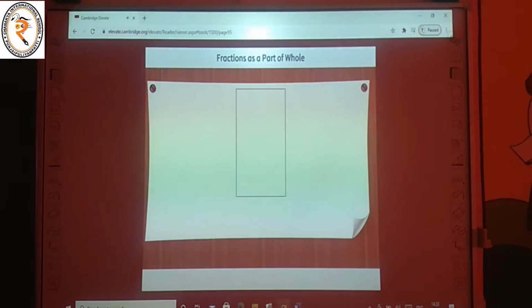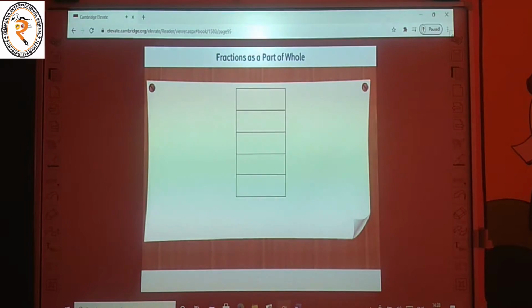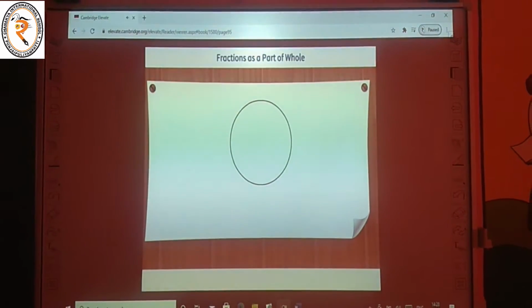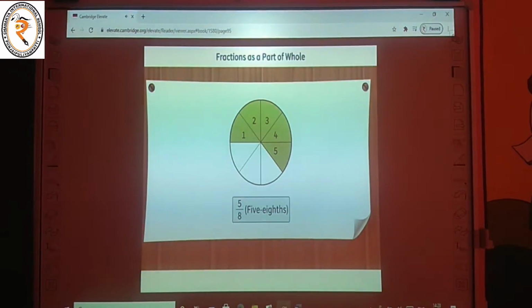Let us look at another example of fractions. This rectangle has 5 parts and 3 parts are shaded. Hence, the shaded part forms 3/5 of a rectangle. In this example, the circle has 8 parts and 5 parts are shaded. Hence, the shaded part shows 5/8 of a circle.